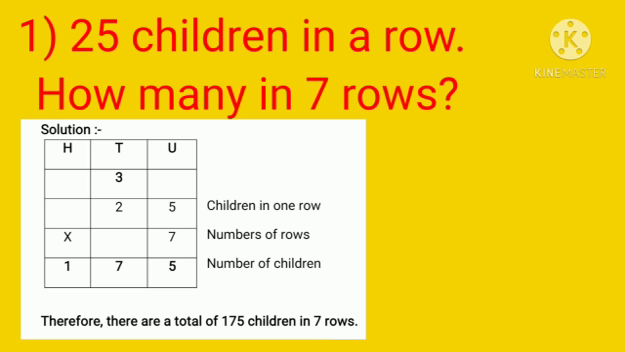Now, we'll start multiplication. Starting from units place, 7 multiplied by 5 is 35. 5 we will write below and 3 we will carry over. 7 twos are 14. 14 plus 3 is 17. So 175 is the number of children. Therefore, there are a total of 175 children in 7 rows.